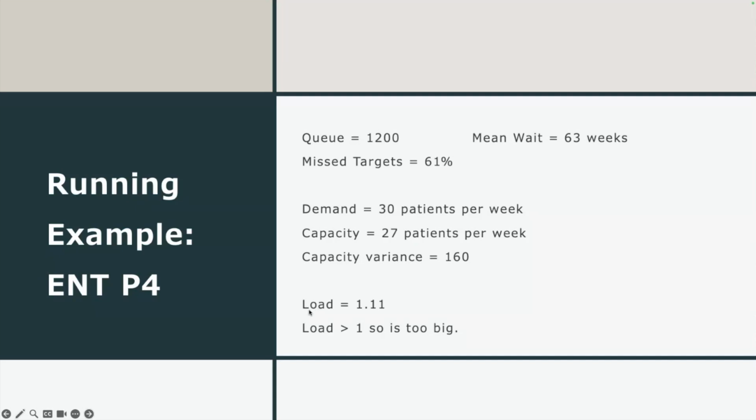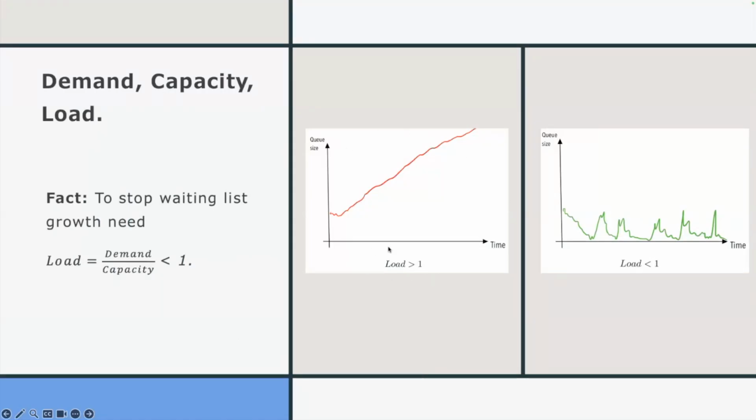The first thing you'll notice is that the demand here is bigger than the capacity per week. So in principle, what's happening is you're adding 3 people to your waiting list every week. The way we think about that in queuing is that the load, which is the ratio between the demand and the capacity, is bigger than 1. So we have this metric called the load, which gives you the amount of work arriving per unit time to the waiting list. And if the load is bigger than 1, then you're going to be constantly adding to your list, and the waiting list is just going to grow indefinitely. And the only way that it'll get shorter is by people requiring other treatments or being removed because of more serious illness.